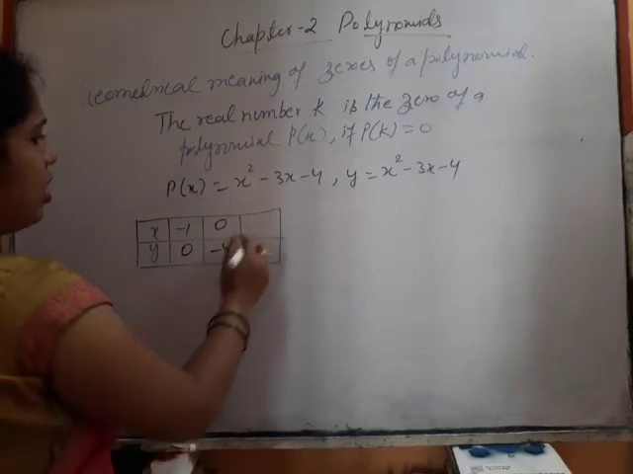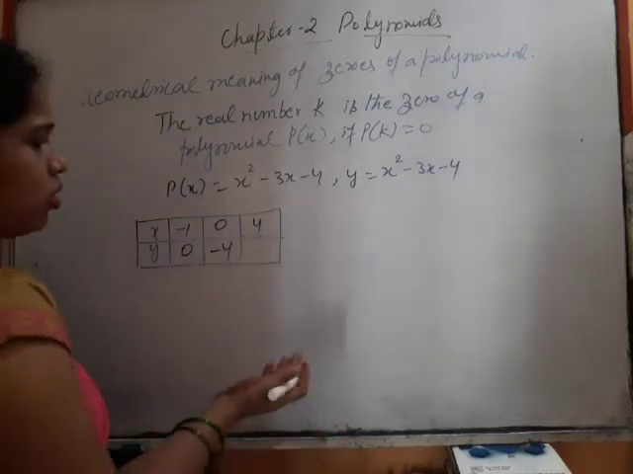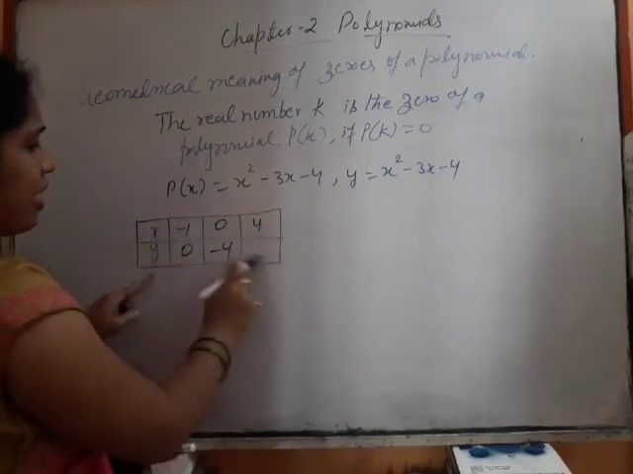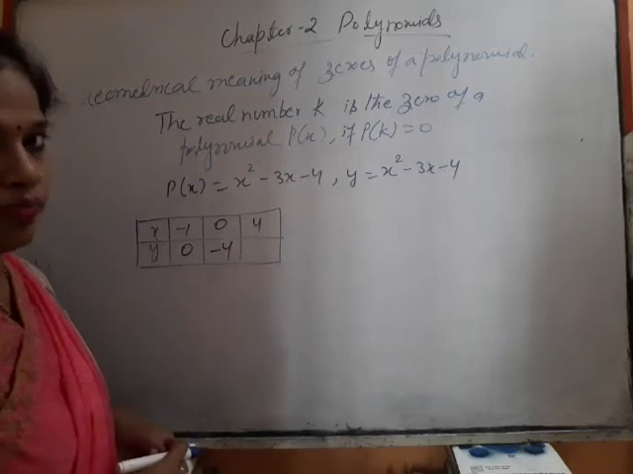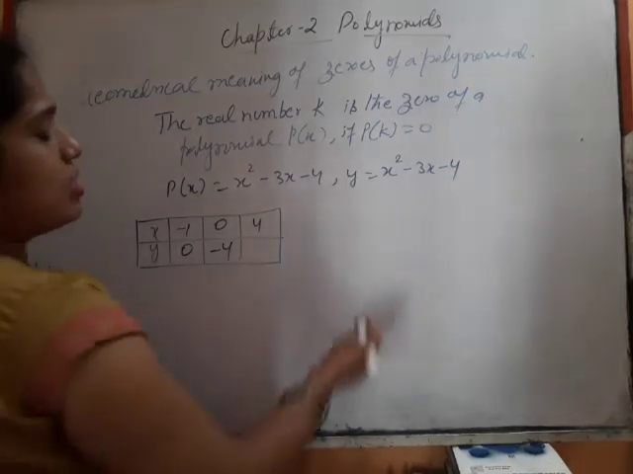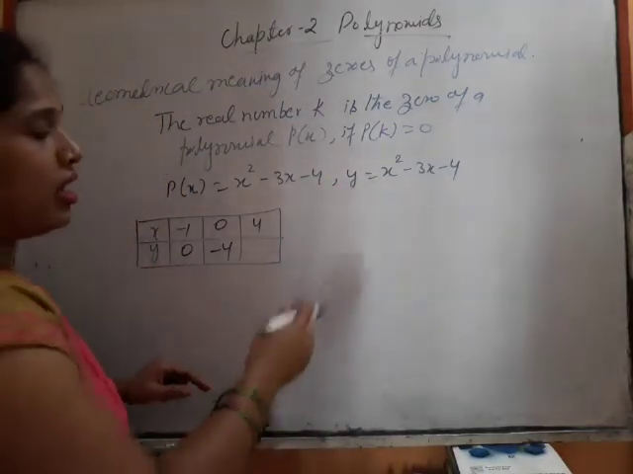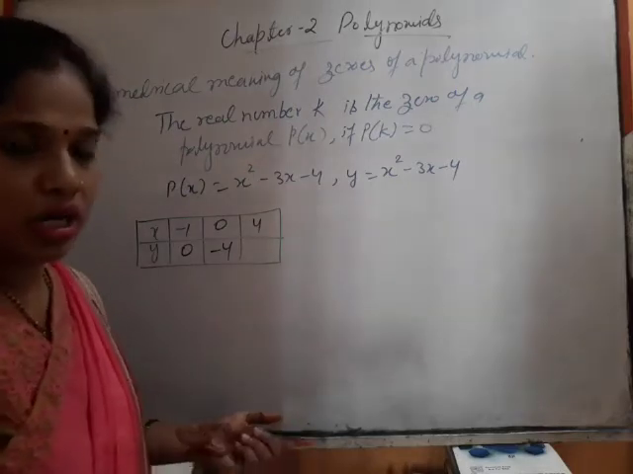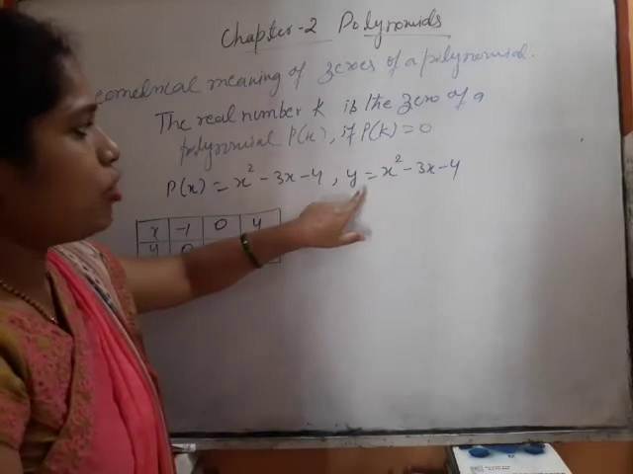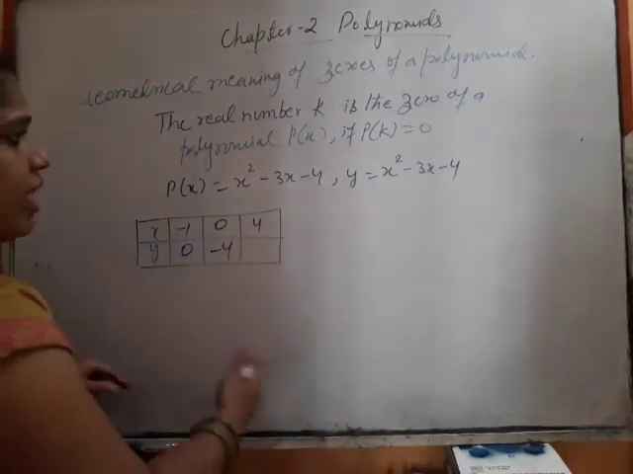Here minus 4, let us have 4 here. You can take any values, but we have to check at what values of x the value of y is coming 0, because we are discussing the zeros of a polynomial. The values of x here in the polynomial that are the zeros: on what values of x the value of y becomes 0 are the zeros of the polynomial. So we have to check that.